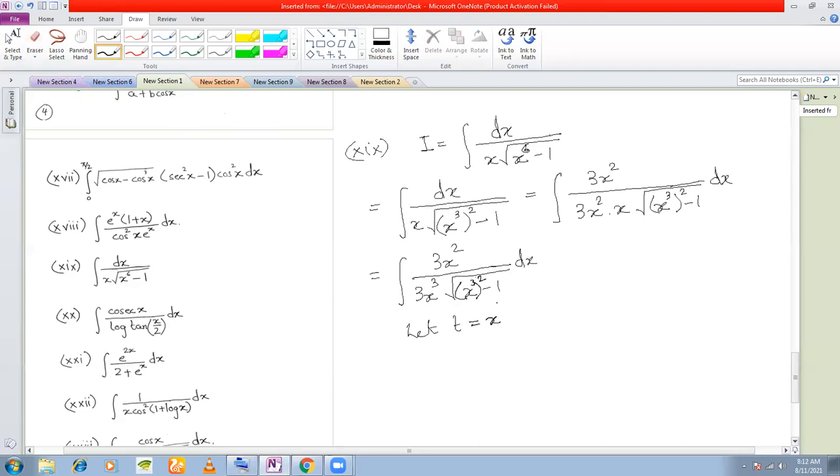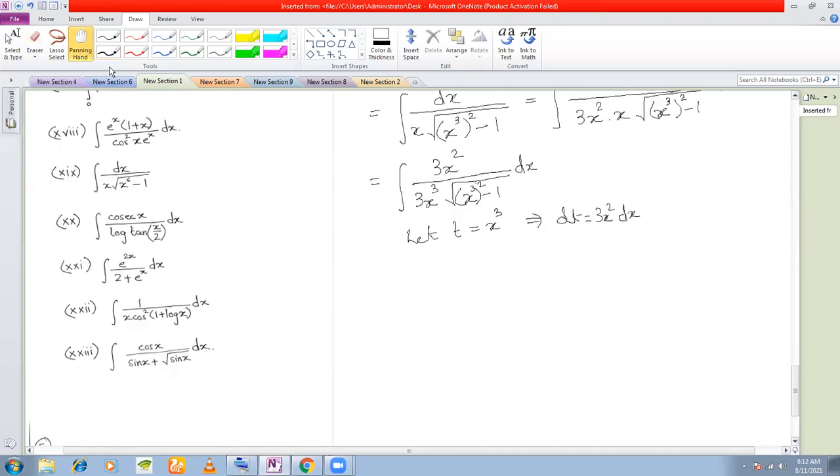Now put t is equal to x cube. Now if you put t is equal to x cube, we get dt is equal to 3x square dx. Therefore, what does I become? I becomes integral dt divided by 3t root t square minus 1. Now, I can take 1/3 out, and simply get integral dt divided by t root t square minus 1.